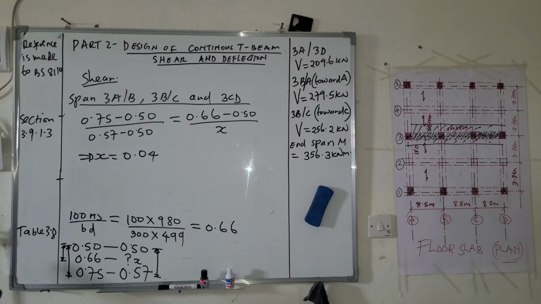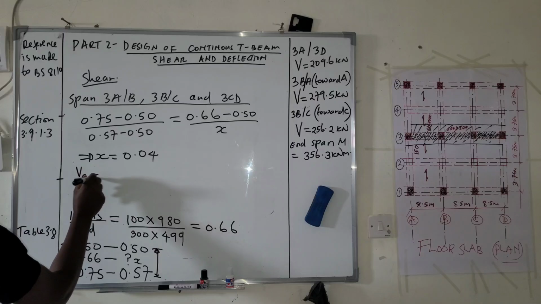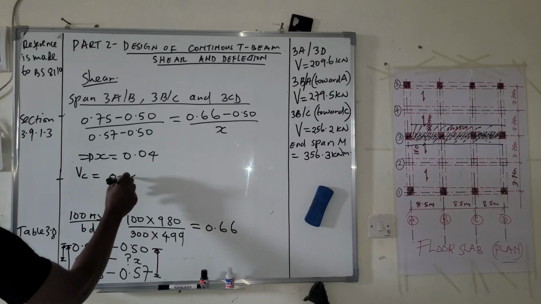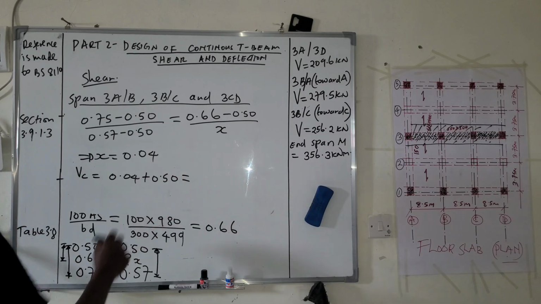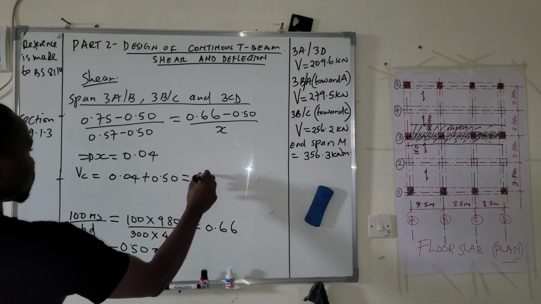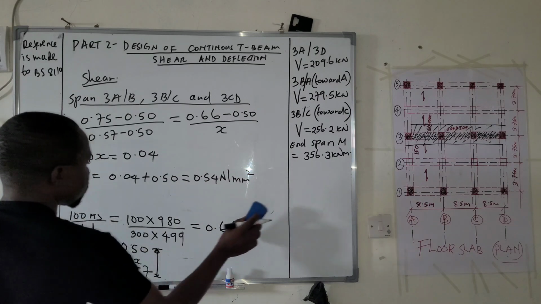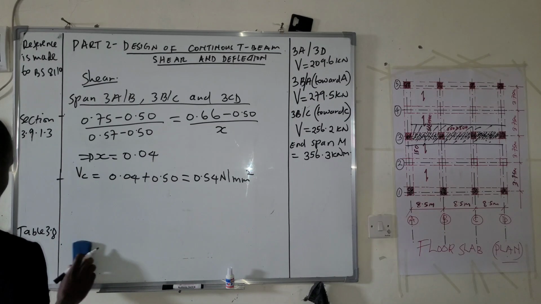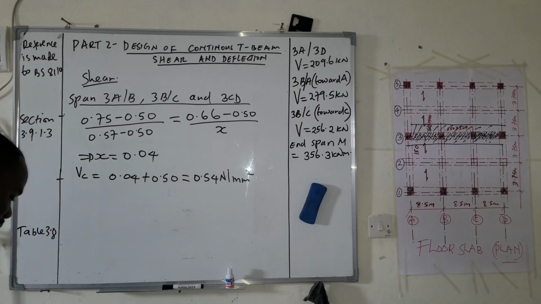0.04. So to get Vc is equal to, you'll take 0.04 plus 0.50. So this one is equal to 0.54 Newton per millimeter square. So that is our Vc for class 25, but not class 35.